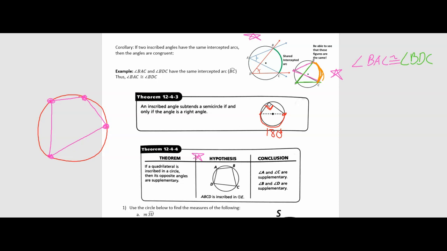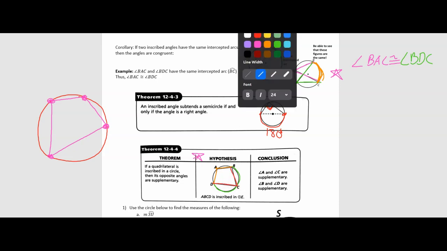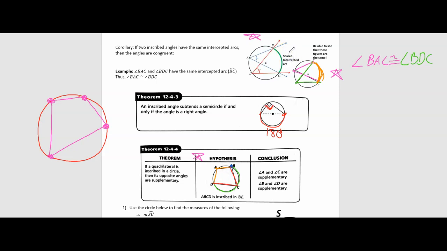Okay, well, if we look at the intercepted arcs, let's look at the intercepted arc for A. Let's draw some better segments on my circle. Intercepted arc AD. Well, that intercepted arc is going to be this arc in lime green, DCB. And if I look at angle C, it's going to be in red. That intercepted arc is BAD.